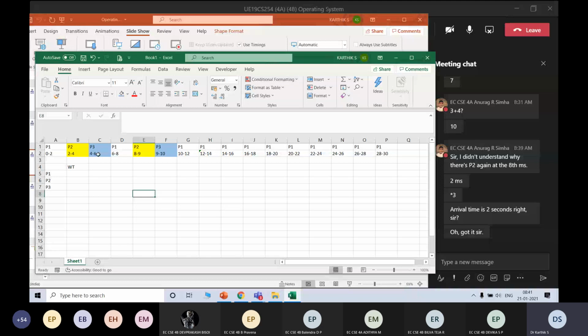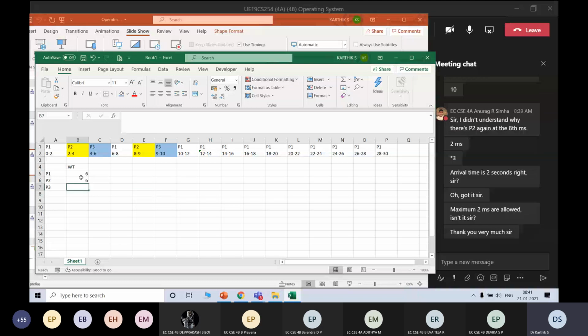Yes, you are right. Maximum is 2 milliseconds. Correct. How about P2? It waited for these 2 milliseconds plus these 2 plus these 2. So totally 6 milliseconds it waited. What about P3? It waited for this 4 plus this 2, 6, plus this 1, 7 milliseconds. So that's how I got these numbers, and you take the average of this, it turns out to be 6.33. So that becomes the average waiting time.